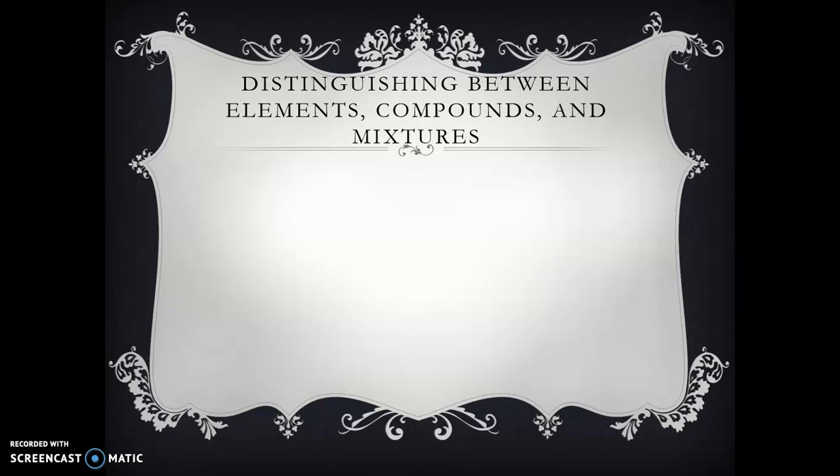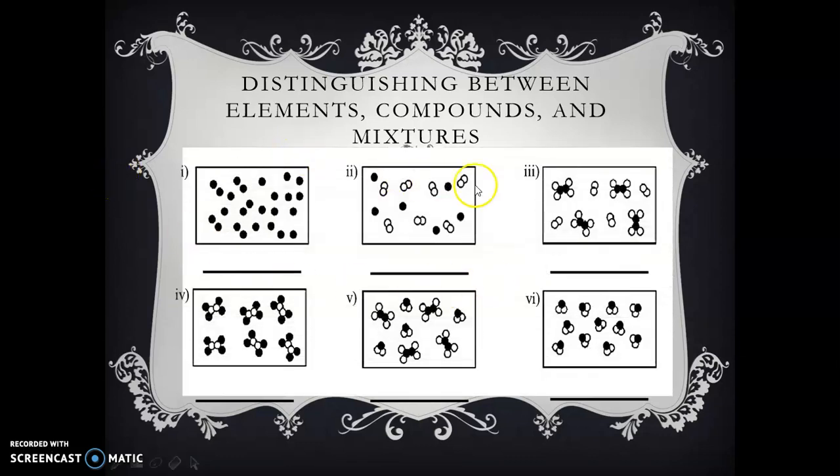So now, can you distinguish between elements, compounds, and mixtures? See the structures carefully. In the first diagram, they are all made up of one type of atom, so this must be an element. How about the next structure? This one is an atom of an element. This one is a molecule of an element.